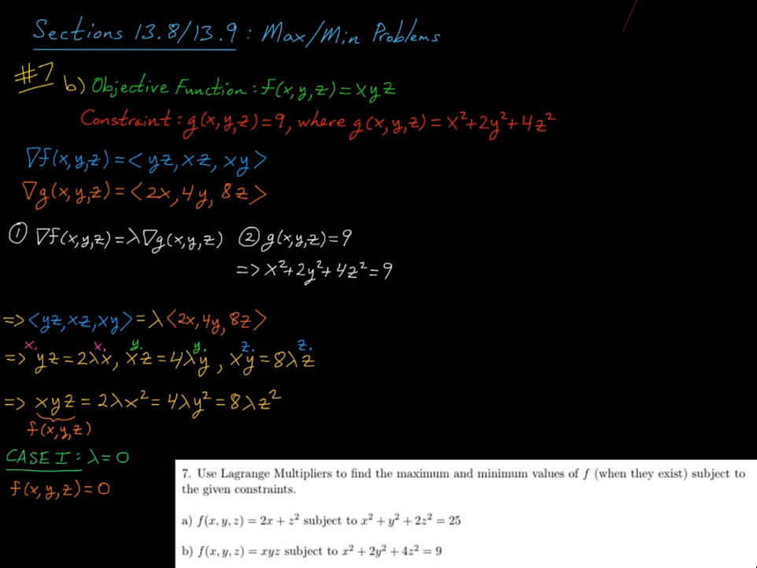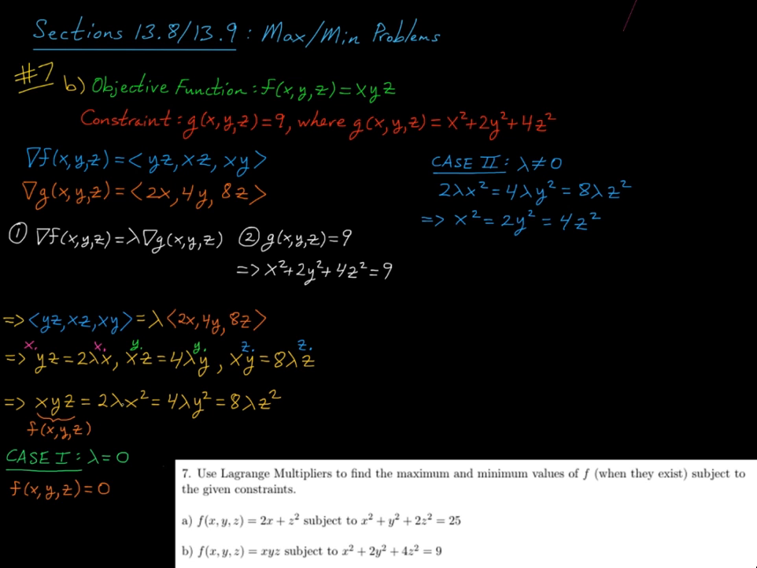So we're going to look at the following case. If lambda is 0, well then 2 lambda x squared, 4 lambda y squared, and 8 lambda z squared are all equal to 0. So that implies that x times y times z is equal to 0. But that tells us that f, because remember, f is just x times y times z, must equal 0. So if lambda, the Lagrange multiplier, is 0, the corresponding output value for f would have to be 0.